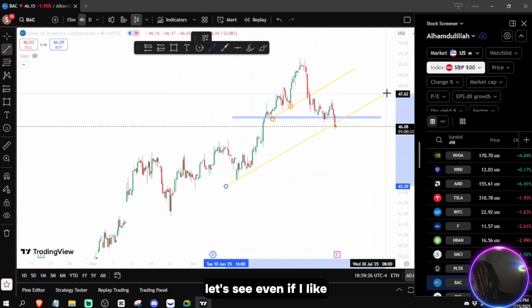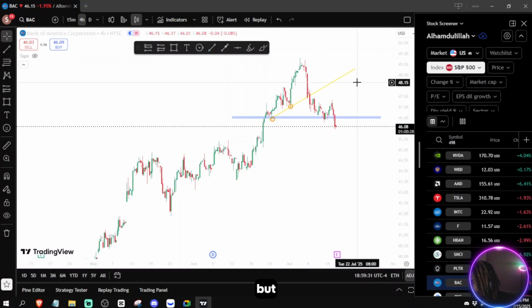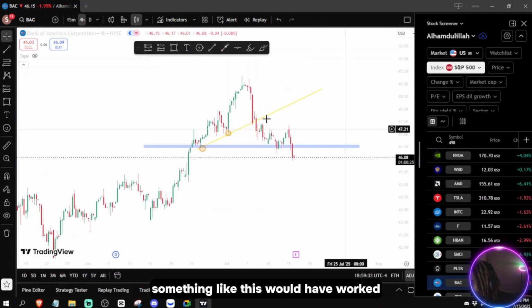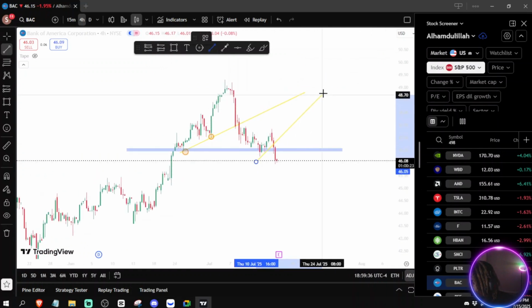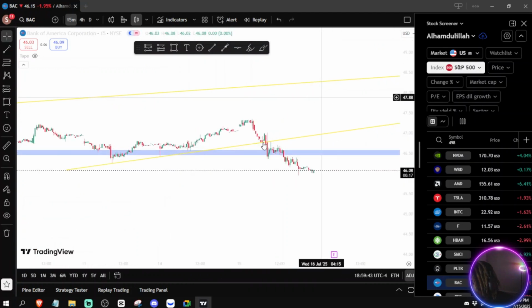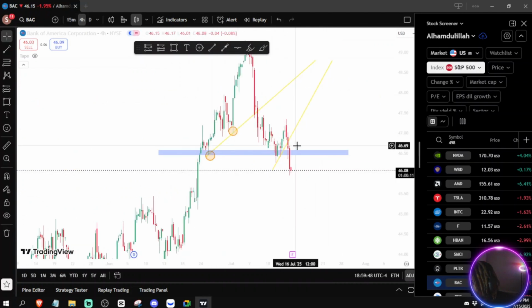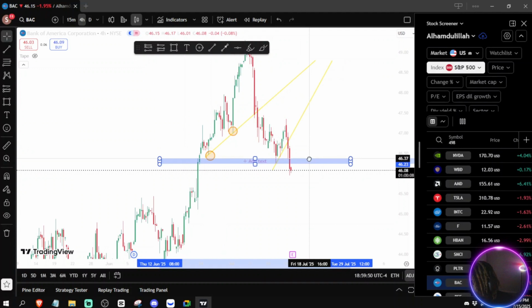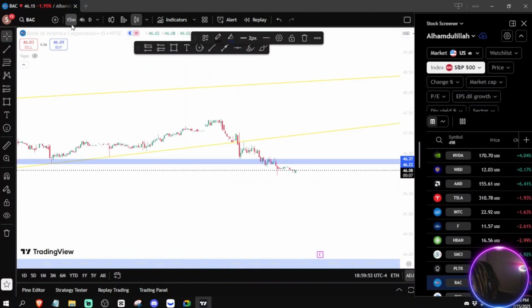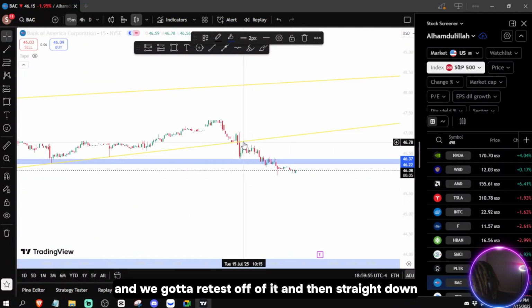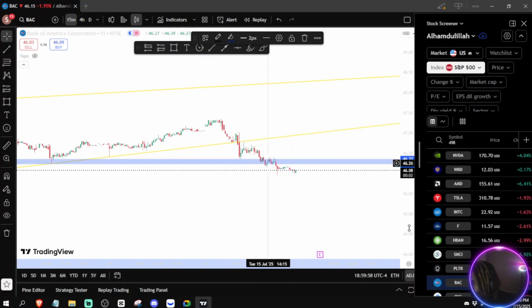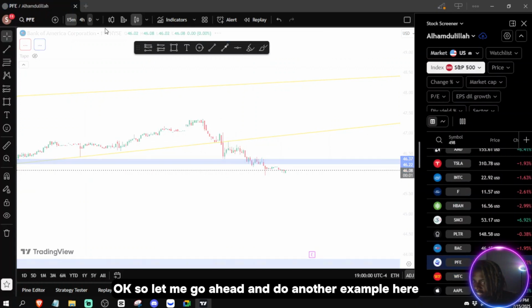Let's see, even if I like, yes, in this sense, it wouldn't work, but something like this would have worked off of a recent support like this one. As soon as it got broken, straight to take profit. Go ahead and drag this down here. And we got a retest off of it and then straight down. Yeah, so let me go ahead and do another example here.